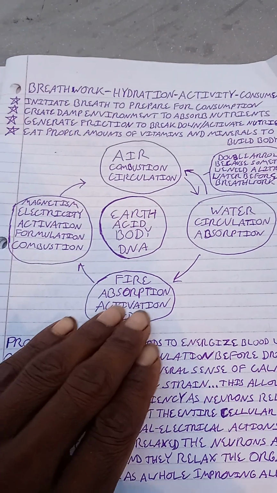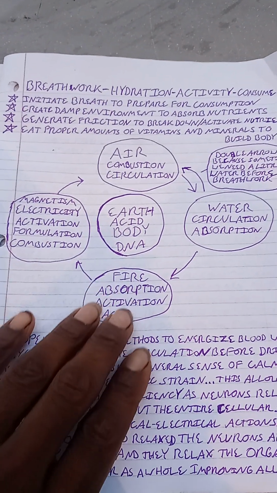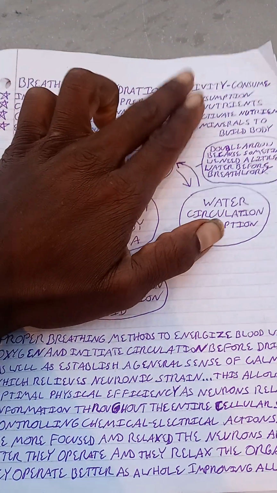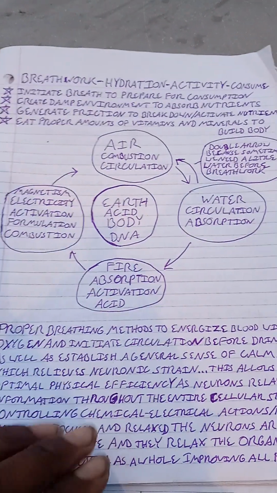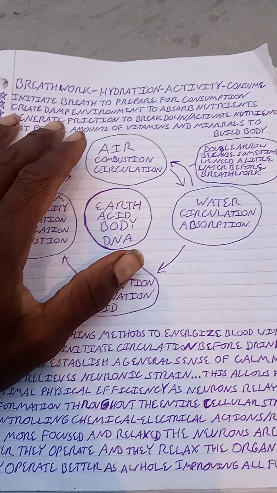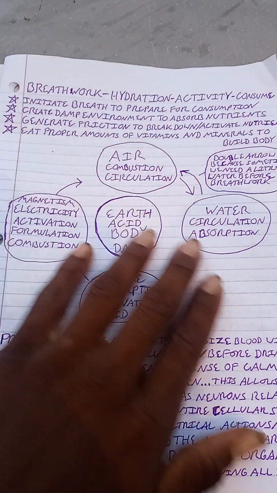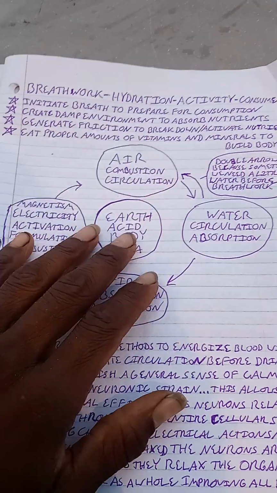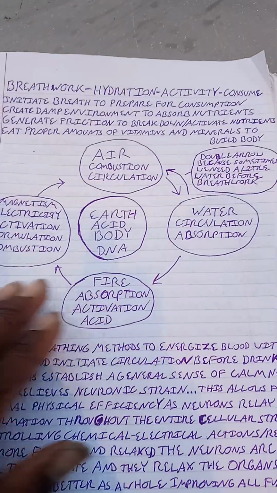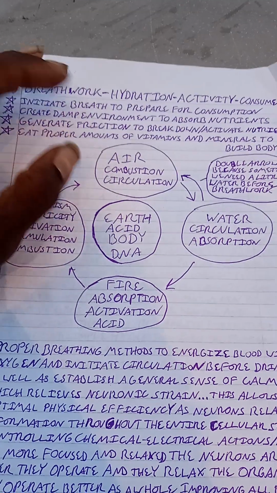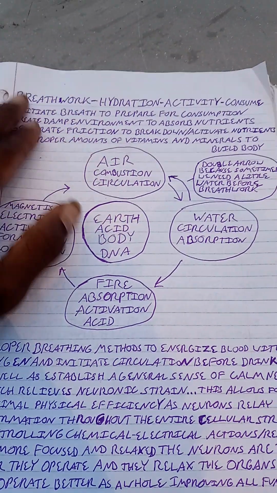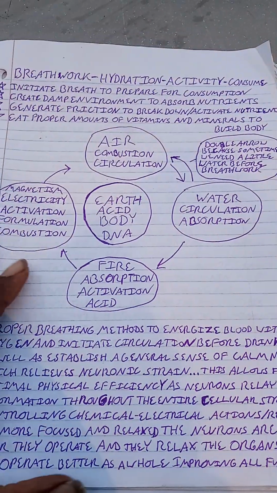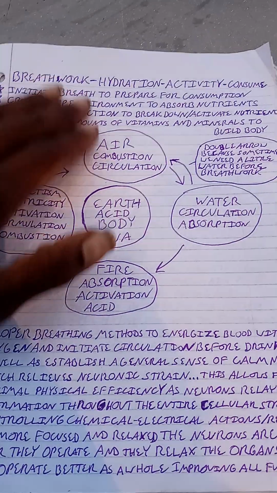Rarely will we ever start here, which is fire, absorption, activation, acid, which is related to the activity phase in the process. And oftentimes we may start here at water, which is hydration, water circulation absorption. So starting here at air, we initiate breath work to prepare for consumption, as you can see written up there: air, combustion, circulation.